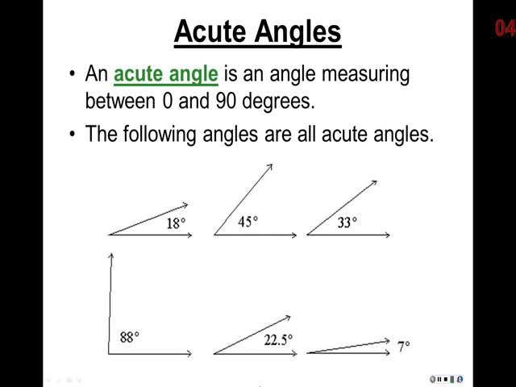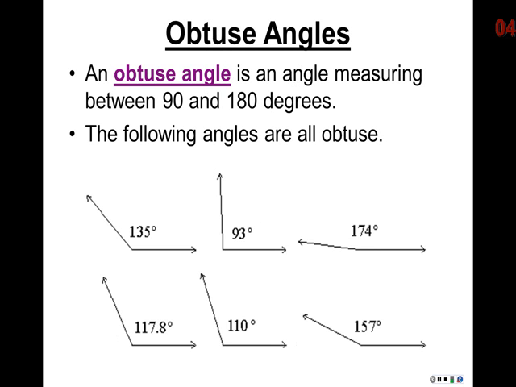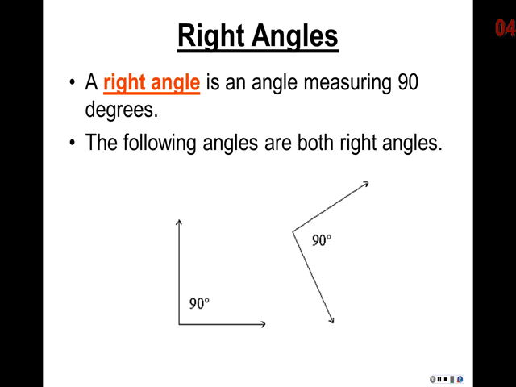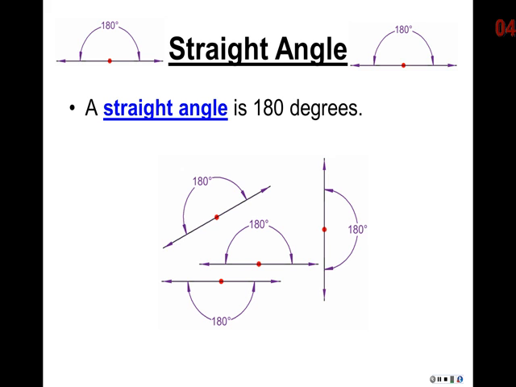Acute angles are angles that are less than 90 degrees. Obtuse angles are angles that are greater than 90 degrees but less than 180 degrees. Right angles are exactly 90 degrees. A straight angle is exactly 180 degrees and it's a line. So anytime you have a straight line, that is a straight angle.